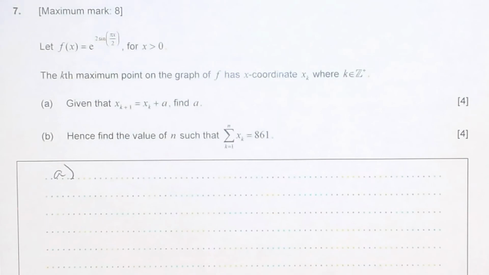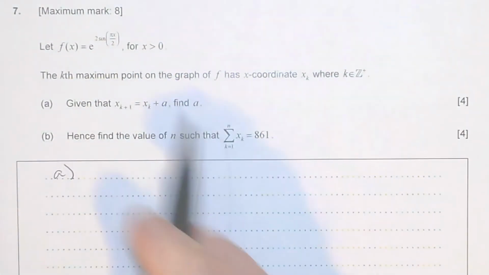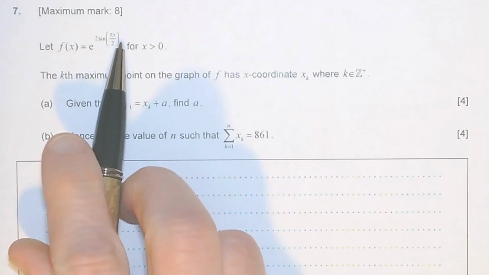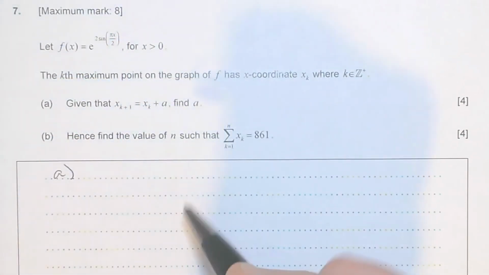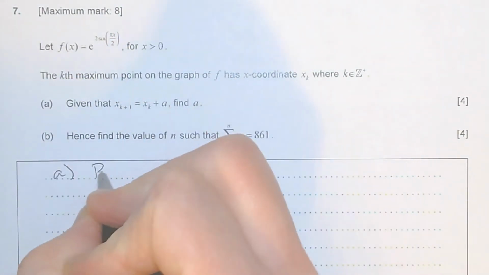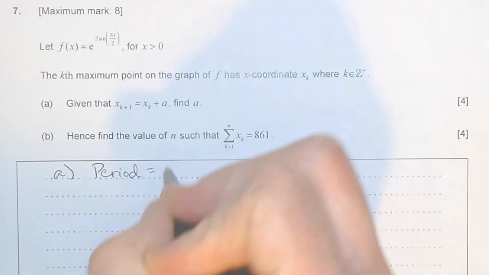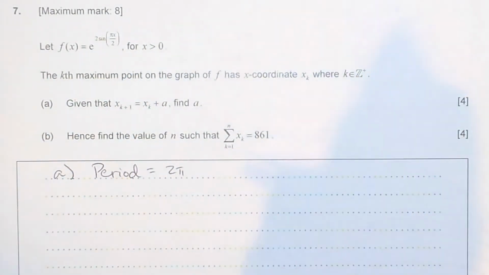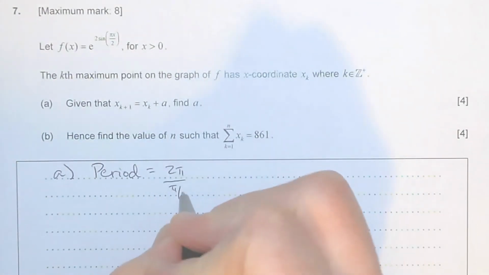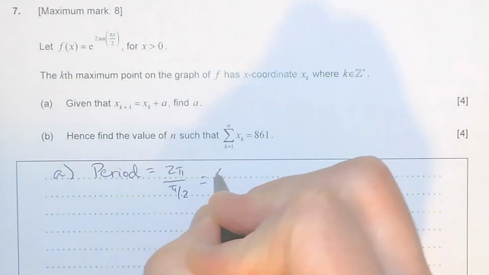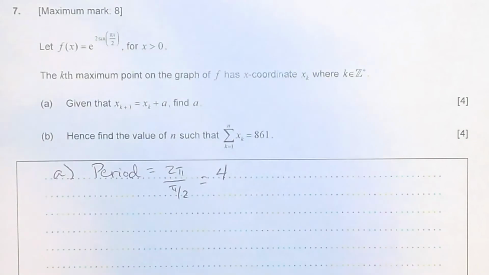By math, I mean I'm going to solve it analytically. So I know that the periodicity comes from this term up here. So I'm going to define the period. Recall, that's equal to 2 pi over the number in front of the x. Well, that is pi over 2. Notice the pi's cancel, and I get 4.